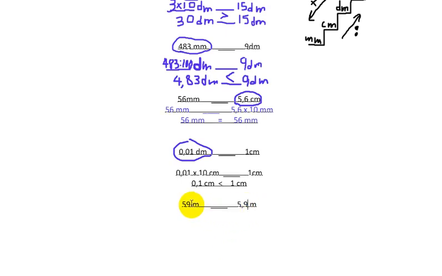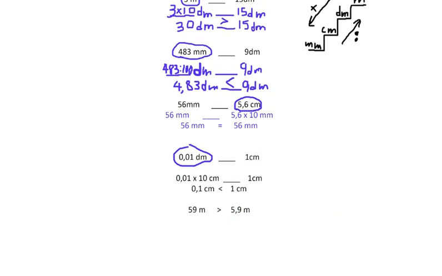So this is an integral number, this is a decimal number. So I need to compare the integral part of the decimal number, meaning what's in front of the decimal point, so 5, with the entire integral number, so 59. What's more, 59 or 5? Well, of course, 59. So this number is greater. And that's the end of that exercise.